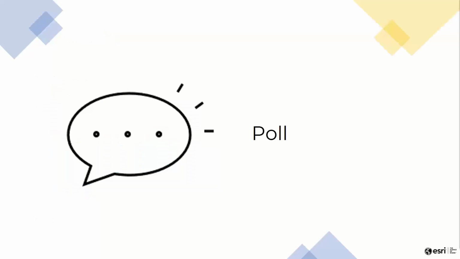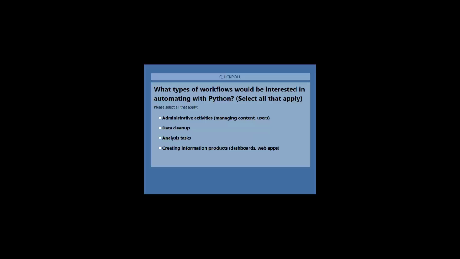And with that, I'd like to open up to our very first poll question to you. What types of workflows would you be interested in automating with Python? And you can select all that apply to you. Do you intend on using Python for automating administrative activities, such as managing content or managing users, for data cleanup, for analysis tasks, or for creating information products, such as dashboards and web apps? We'll leave it up here for a few more seconds to get some responses in.